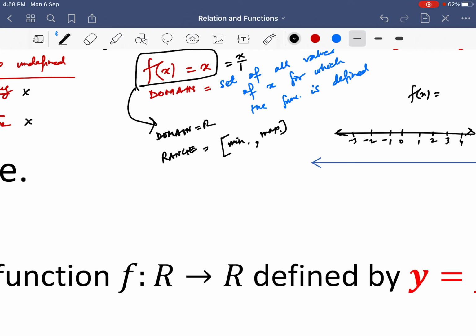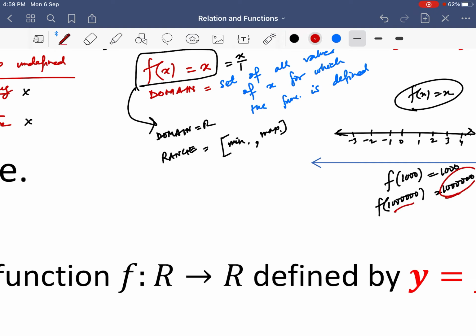For this one, suppose I put 1000. So f of 1000 will give us 1000. If I put f of 100,000, it will give us the same thing. If I keep on increasing this number, then the output will also keep on increasing. So basically the maximum value will be infinity.